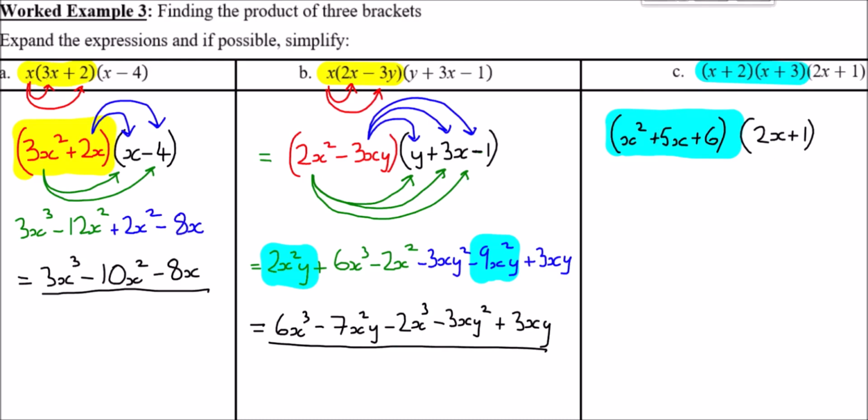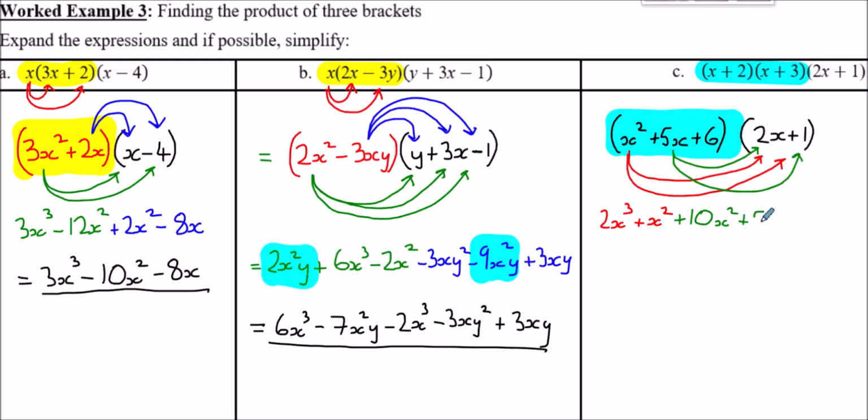So now we've got this, we can now expand this out in the normal way, taking each term in turn and multiplying it by each of these. So x squared multiplied by 2x, that's going to give us 2x cubed. And x squared multiplied by 1 is obviously just 1x squared. Now we do the same with the 5x. So 5x multiplied by 2x, 5 times 2 is 10, x times x is x squared, and then 5x multiplied by 1 is just 5x.